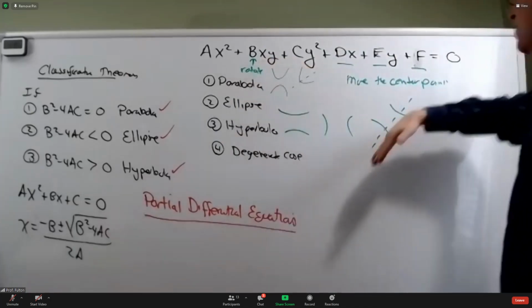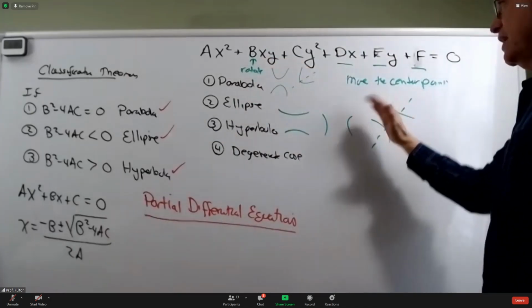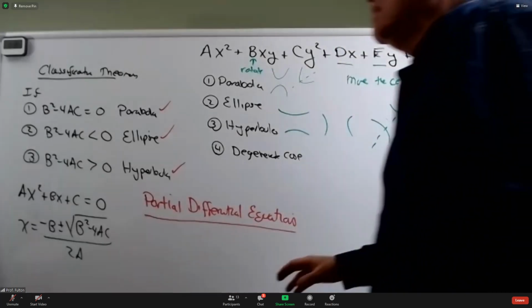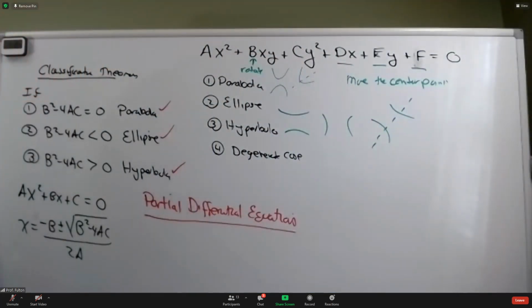If B is there, it's going to rotate whatever conic section there is, and these other terms will shift it around the XY plane. So it can get very complicated. And that's all that is. But this one isn't that hard. Just plug in the numbers and figure out what you got.